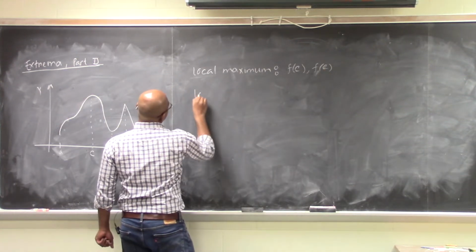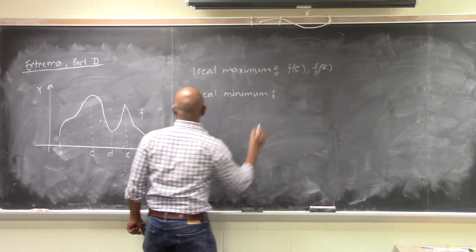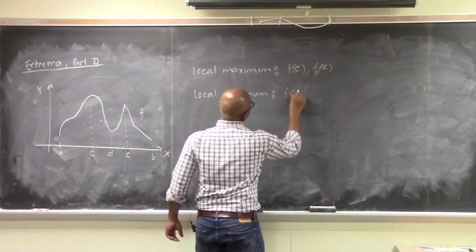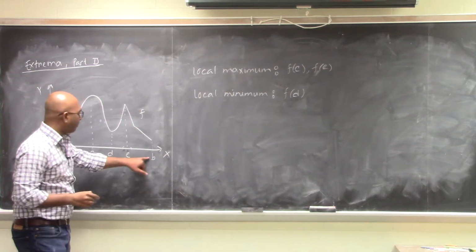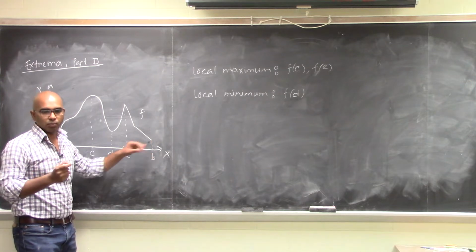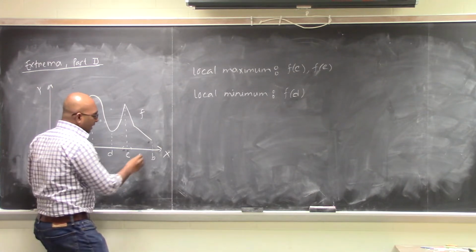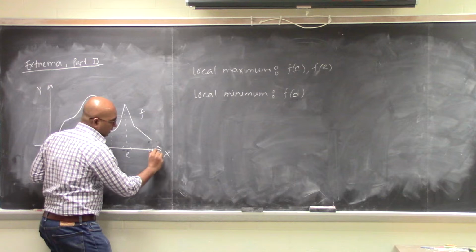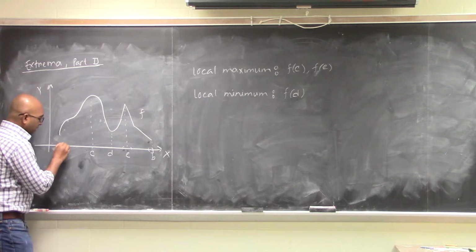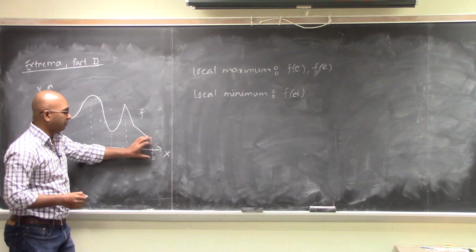What about local minimum? f of d, right? Notice f of b, that's not a local minimum, because when you talk about local maximum or local minimum, we need to have an interval that is completely inside the domain. And here if I want to fit an interval, say like this, there is another part, right? But that part will go outside of the domain. The domain of this function is this interval a to b. So we cannot fit any interval there, and therefore f of b cannot be a local minimum.